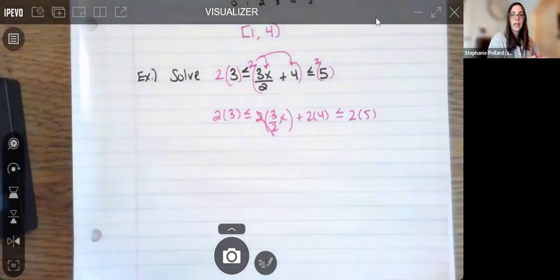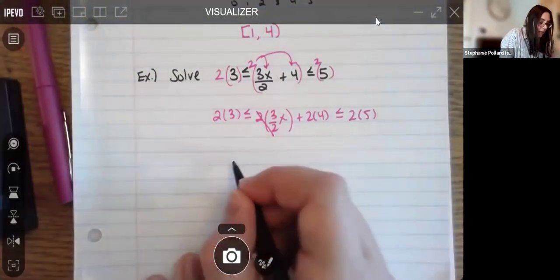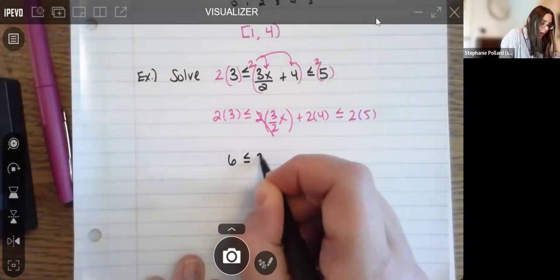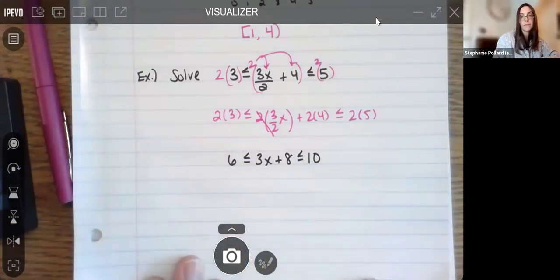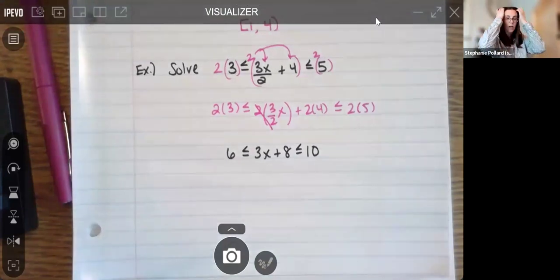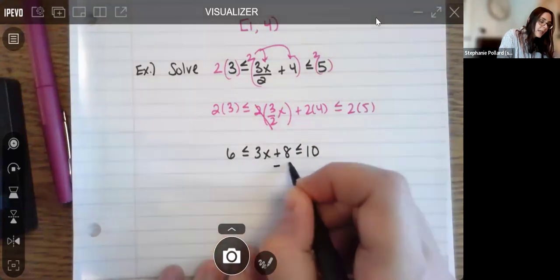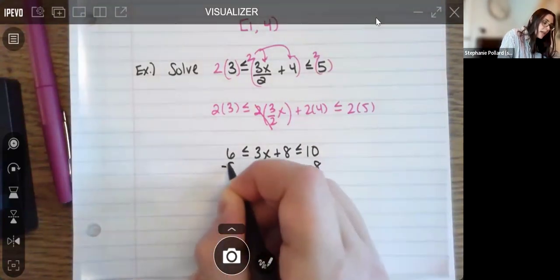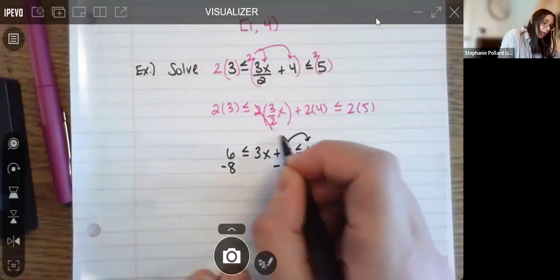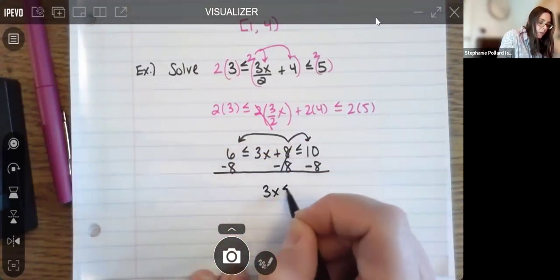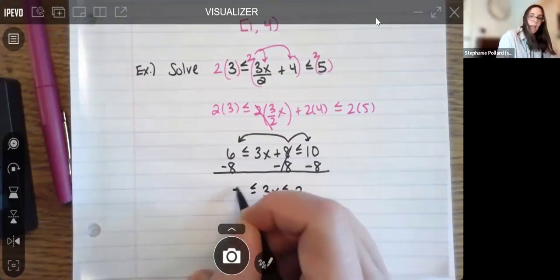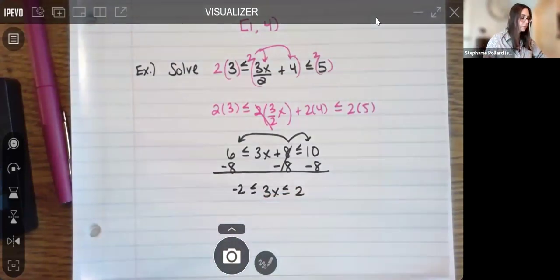So these 2's will cancel, and then I'm left with 6 is less than or equal to 3x plus 8 is less than or equal to 10. Now I'm going to start. I see that x is in the middle. I need to get it alone. So I'm going to get rid of this 8 first. And again, you have to bring it to all sides. So don't do just one side. Basically, we're kind of being lazy here, and we're solving 2 inequalities at once. So that's why it has to go to both sides.